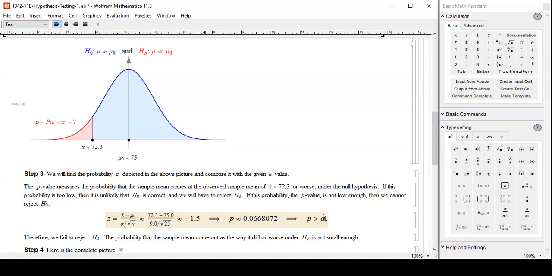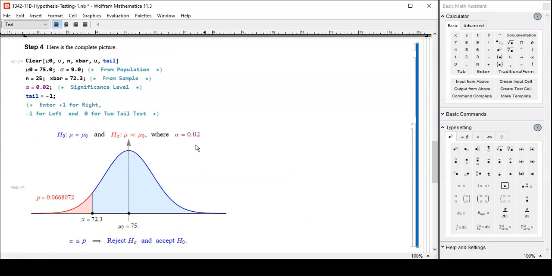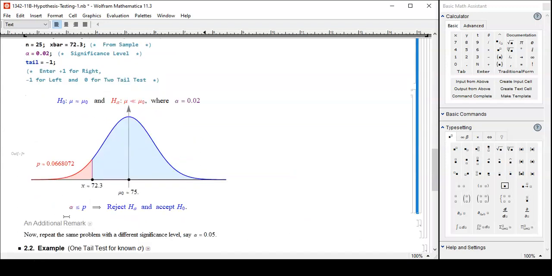So type 1 error is too big. So what do we do? It's bigger than the maximum allowed. That's the hard part. P is bigger than alpha. So we reject the alternative and accept the null.